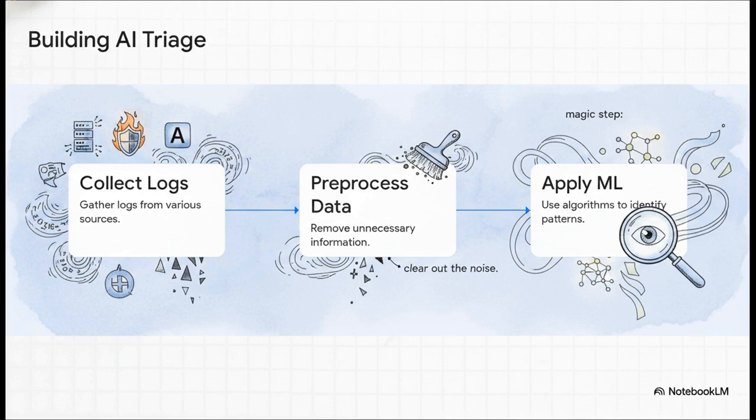Second, and this is absolutely vital, you pre-process the data to remove unnecessary information. You have to clean out the noise and repetitive formatting so your machine learning models don't just overfit or stall out on garbage data. Feature engineering usually happens right here to extract the real meaning from unstructured text. And third, the magic step. You use machine learning algorithms to identify those hidden, multi-dimensional patterns that our human eyes would just completely miss.